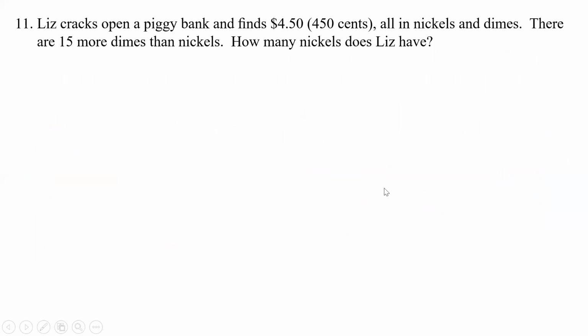All right, another piggy bank one. So Liz cracks open a piggy bank and finds $4.50 or 450 cents, which we know is going to be the easier way, all in nickels and dimes again. So there are 15 more dimes than nickels. How many nickels does Liz have?